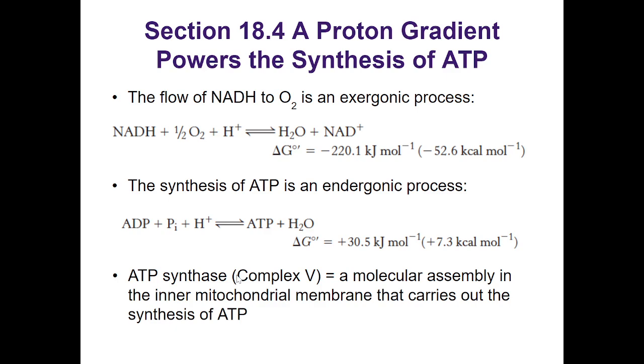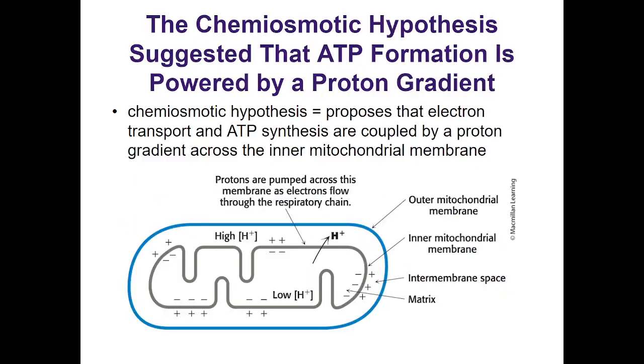The ATP synthase, commonly called complex 5, is going to be the molecular assembly in the inner mitochondrial membrane. This is going to carry out the synthesis of that ATP. It's the one that's using up that H plus energy for us, gathering all those H pluses to generate the ATP. You may have been going, hey, Dr. Hawson, you're not getting that. Well, there you go, okay?